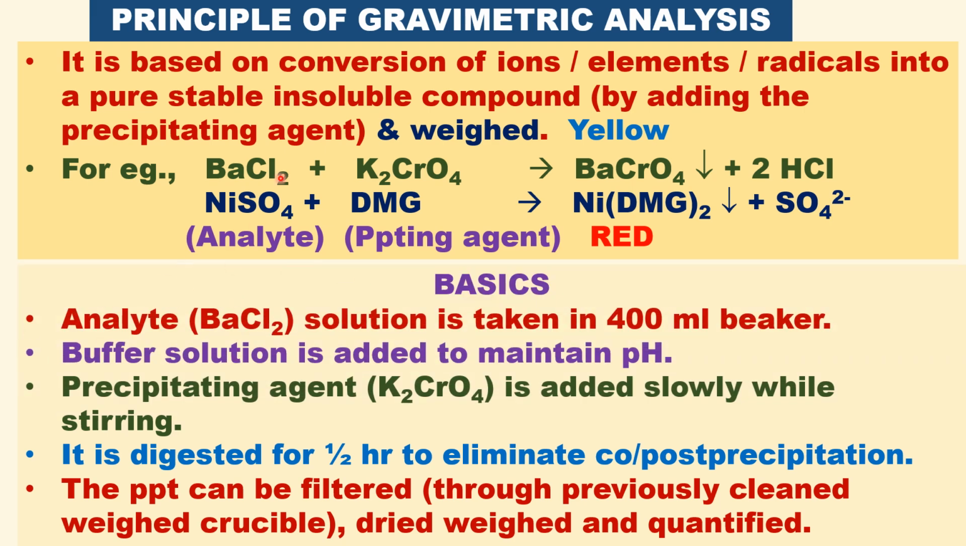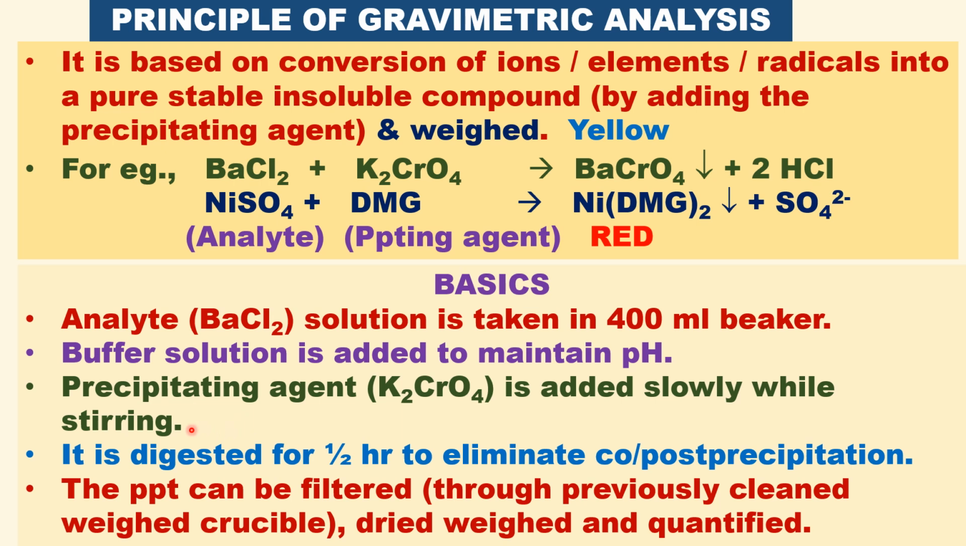In this case, let us take the analyte in a 400 ml beaker. Next, buffer solution is added to maintain pH. Then, to the beaker containing barium chloride solution, a suitable precipitating agent for barium chloride, lead nitrate or potassium chromate, is added slowly while stirring.